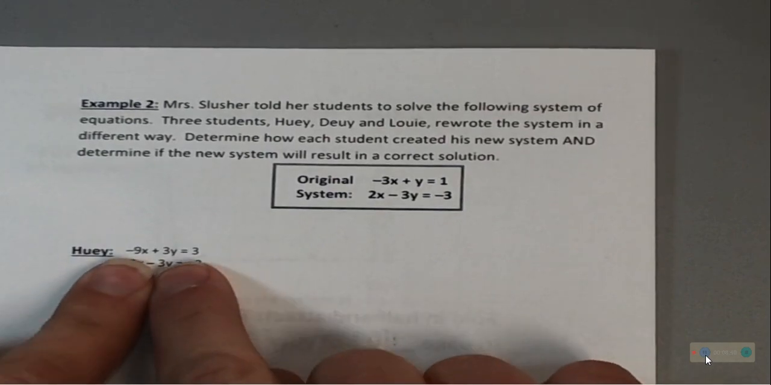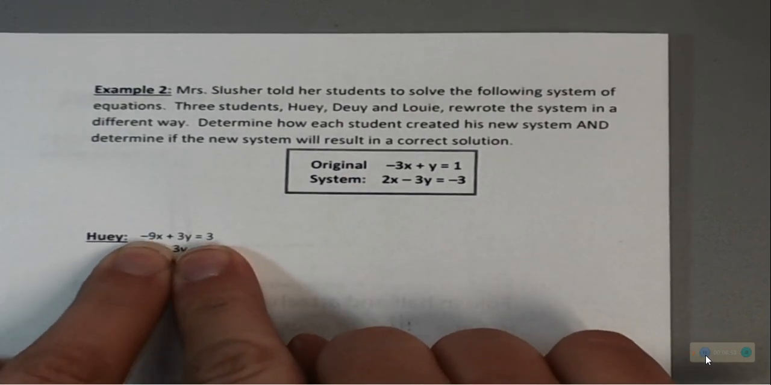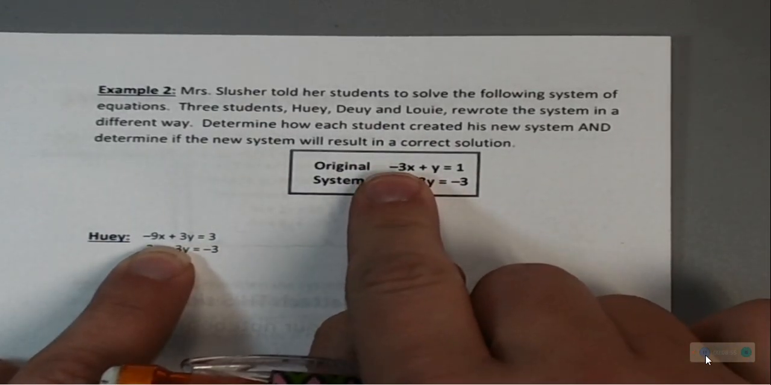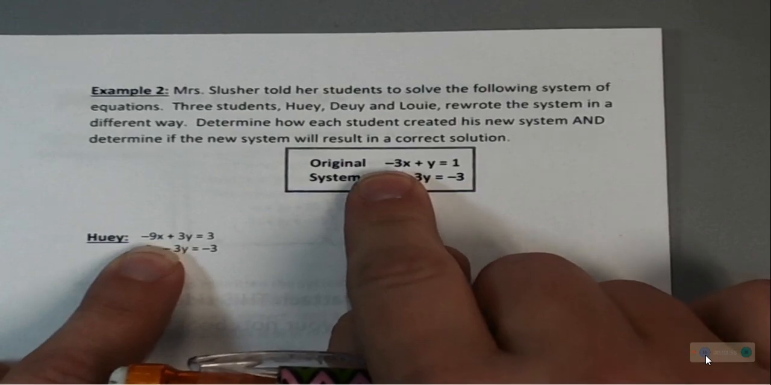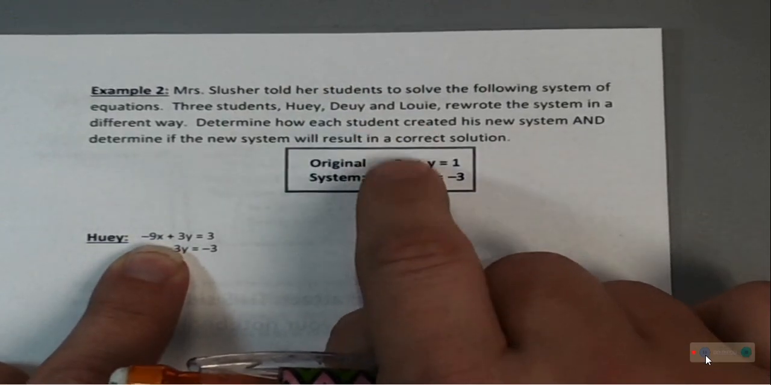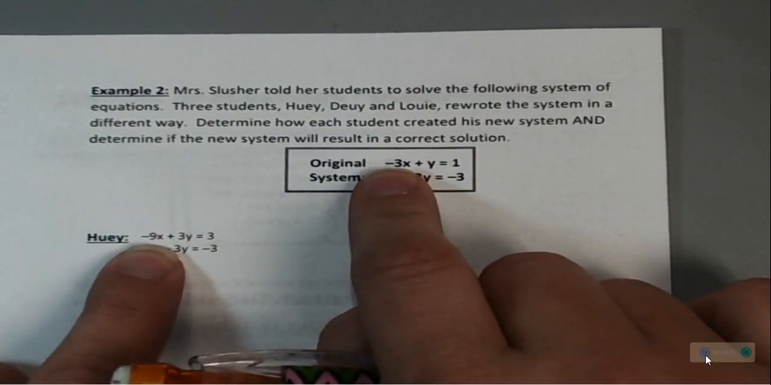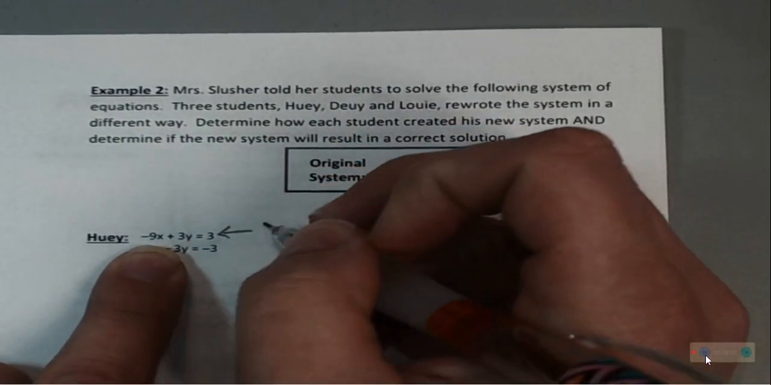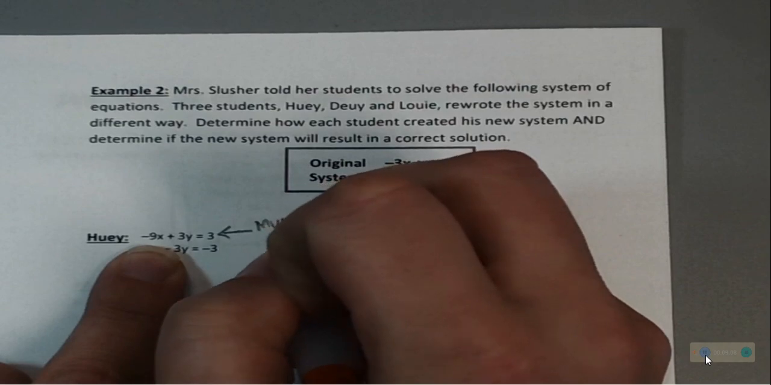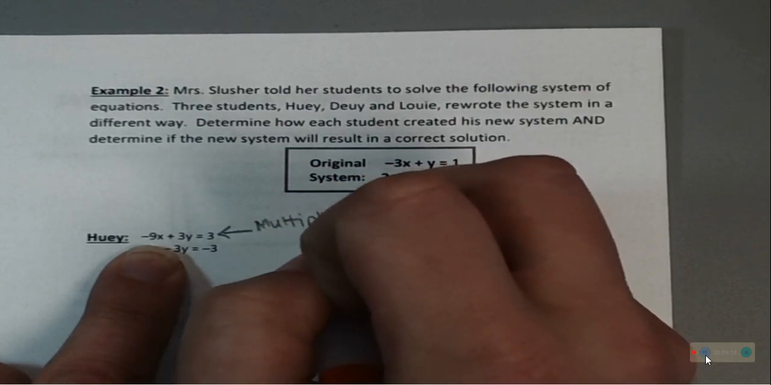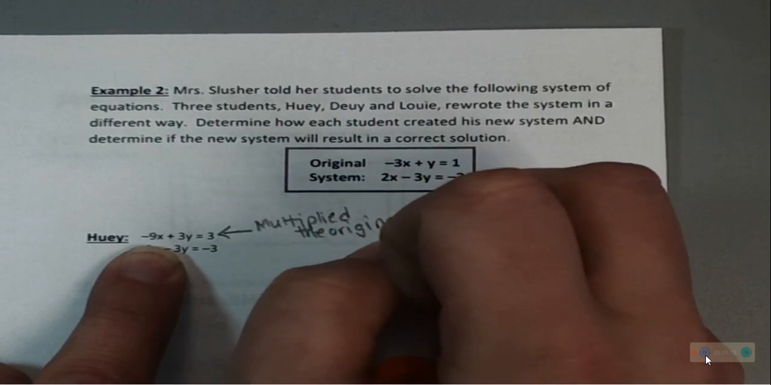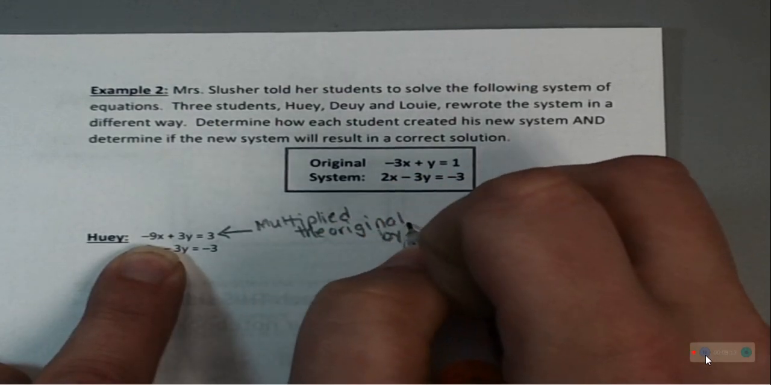All right, so let's look at Huey first because he's the first one I see. He went from having a negative 3x to having a negative 9. So what do you do to negative 3x to become negative 9? Times it by 3. All right, so I'm going to write myself a note. He multiplied the original by 3.